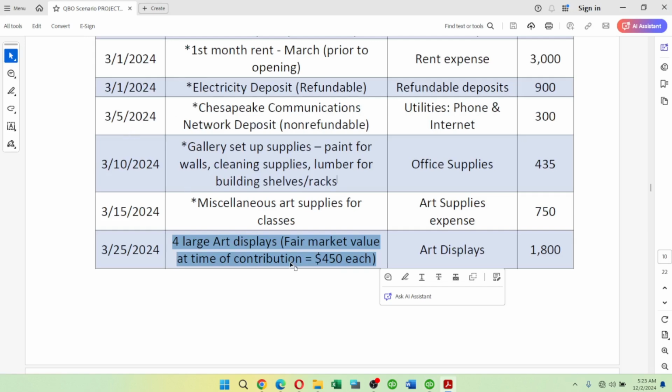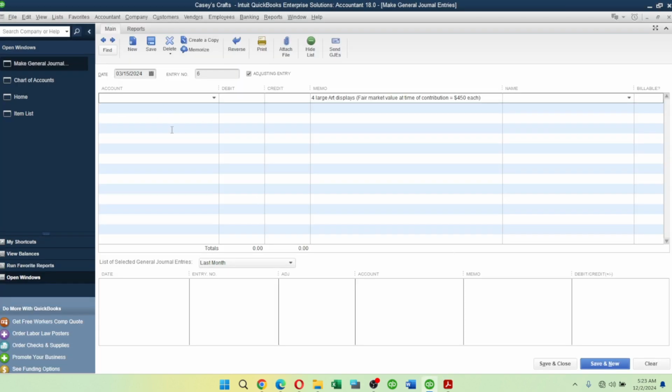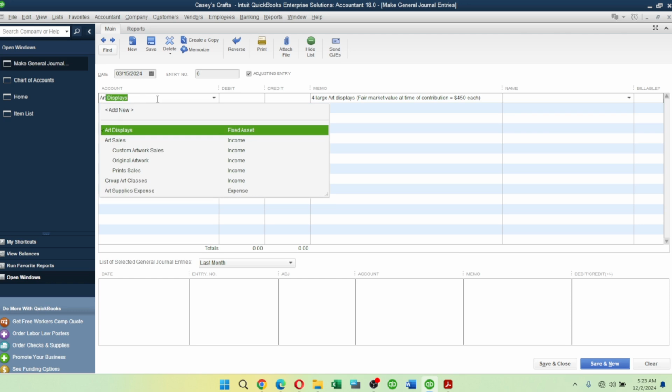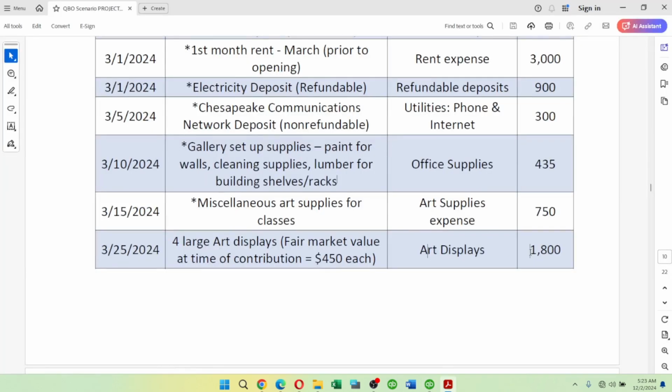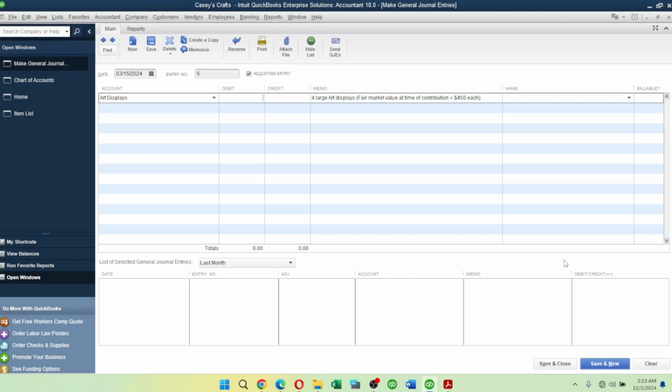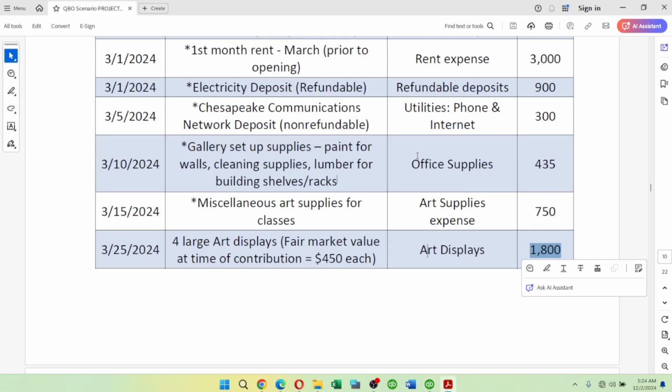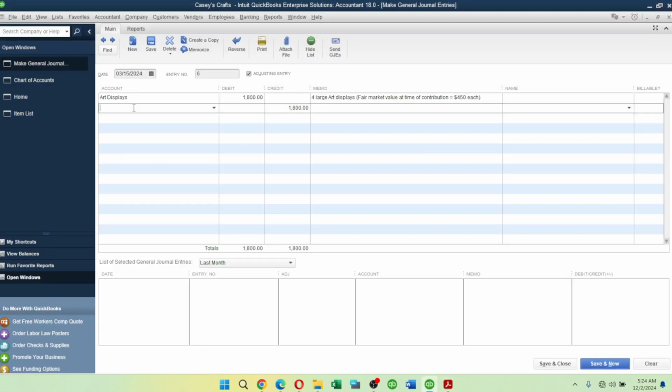For large, the displayed fair market value at the time of contribution is this amount. The account that we're going to record it in is ad display, which is an asset. Ad display, which is 1,800. So it's coming from Cassis bank account.